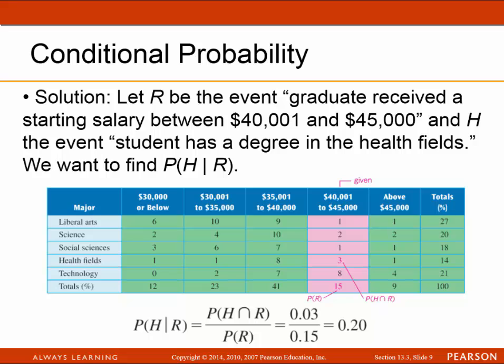So let R be the event that the graduate received a starting salary between 40,001 and 45,000, and let H be the event that the student has a degree in the health fields. Now we want to find P of H given R. And here we can see that P of H and R is 3, P of R is 15. So then the answer would be 0.2 or 20%.